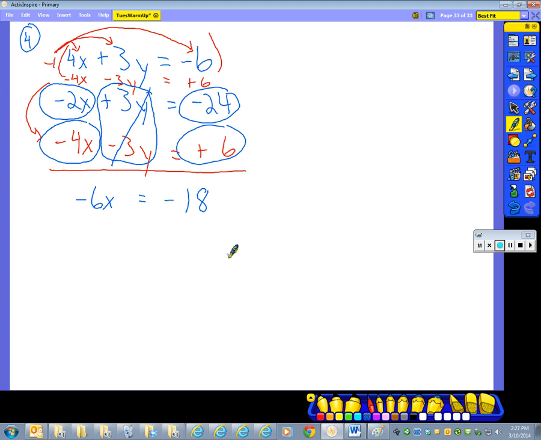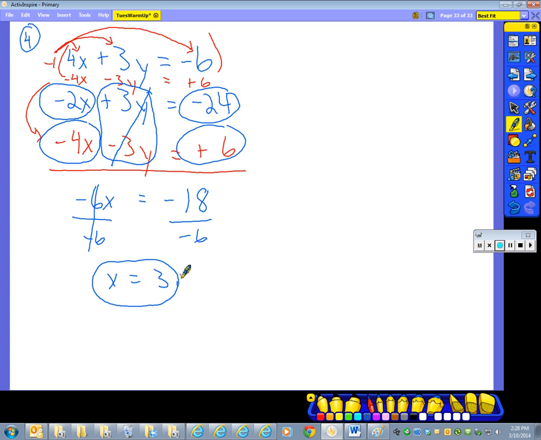What's the last thing I have to do here? Let's go to Zach up front. Divide by what? -6. Great job. Alright, so I divide both sides by -6 to get the variable by itself. And you find out that x equals a positive 3.